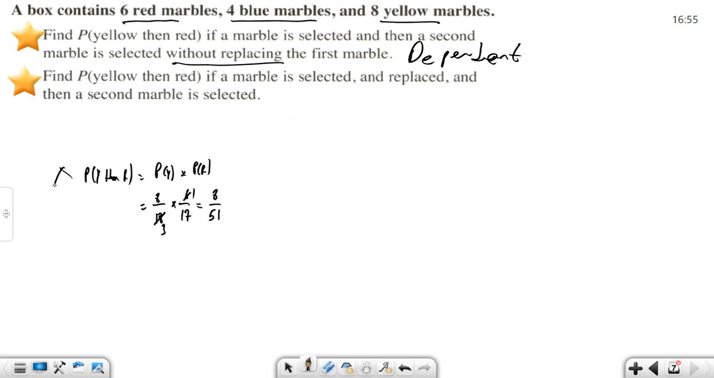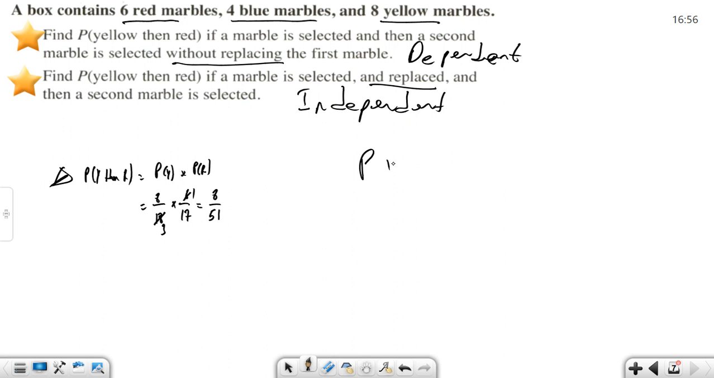This is the first. Now find the probability of yellow then red. It looks like the same question. If a marble is selected and replaced, so you are selecting a marble and putting it back, this is independent because there is no number change. You are putting it back, that means independent. It doesn't affect the first one, doesn't affect the second one.